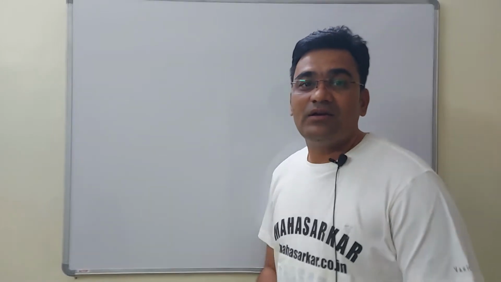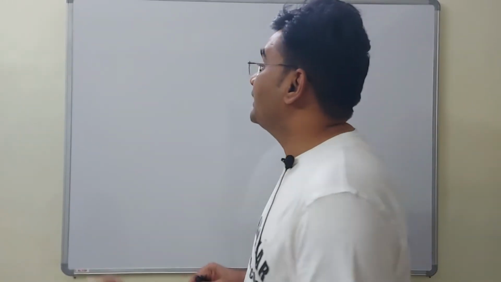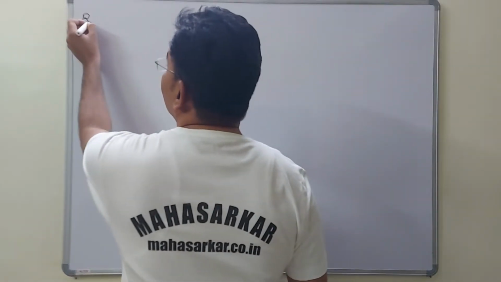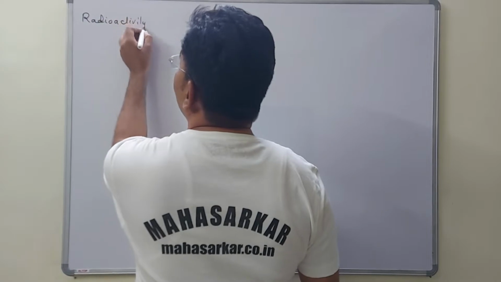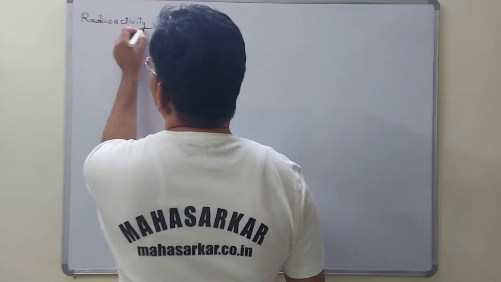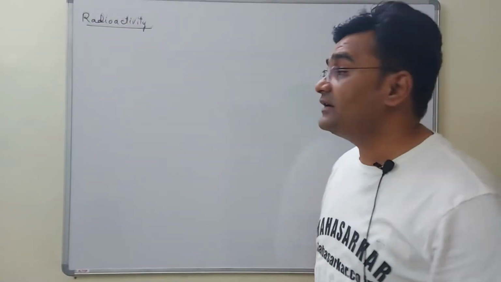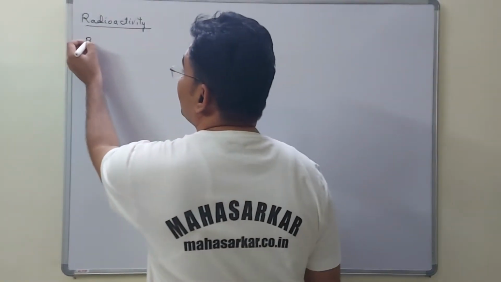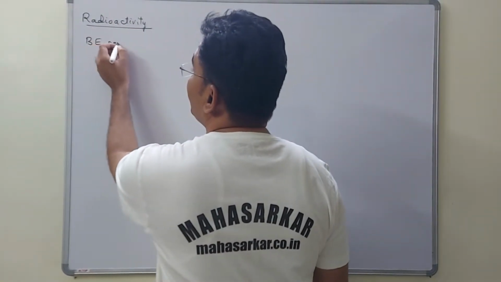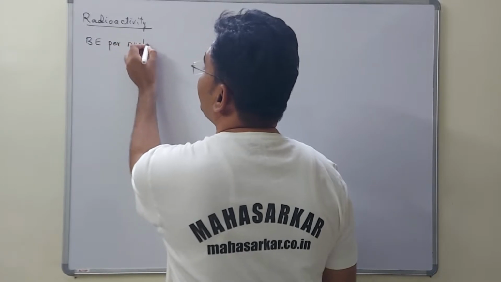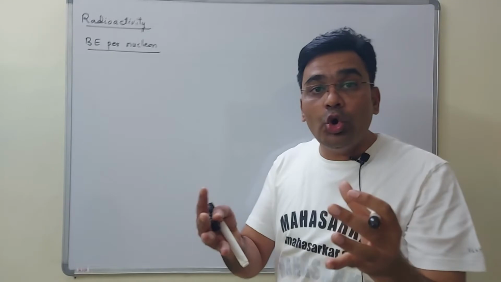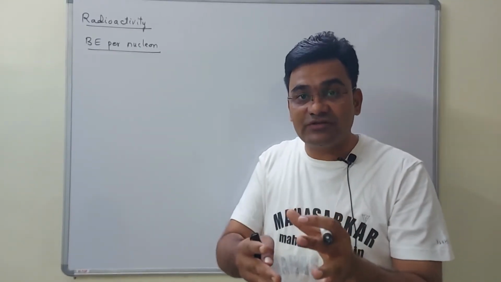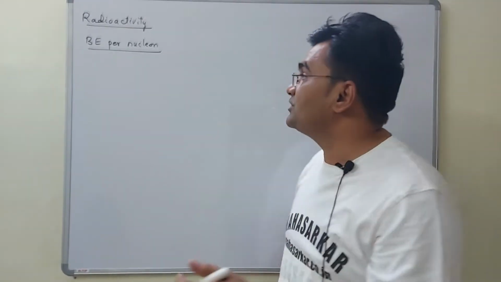Welcome back. In this video we are going to deal with one of the important articles, that is about radioactivity. Now to learn this article we should revise what exactly is binding energy per nucleon and what that curve indicates. If you remember, binding energy per nucleon is the energy which holds the entire nucleus, all the nucleons, close to each other.